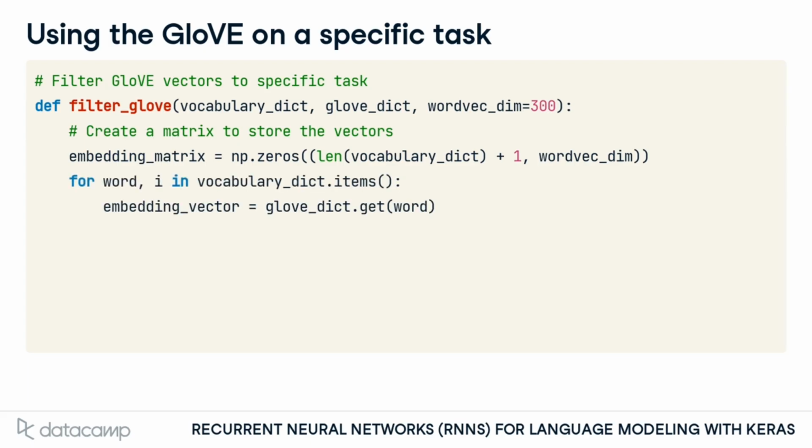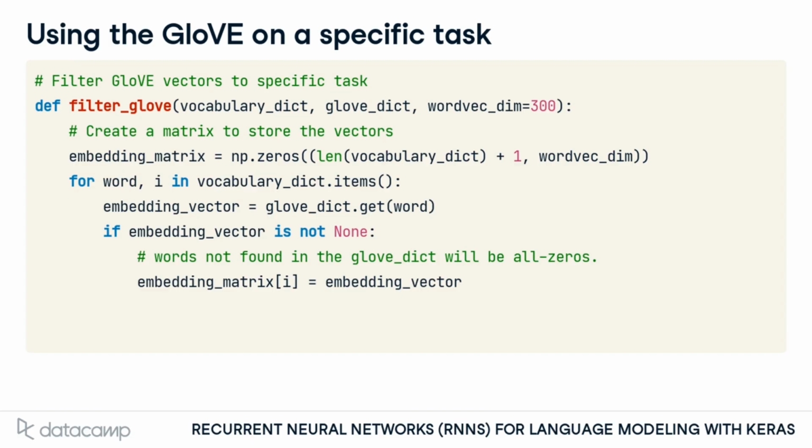We iterate over the vocabulary words. If the word is found in the GloVe vectors, then we update this row of the matrix with the values from GloVe.